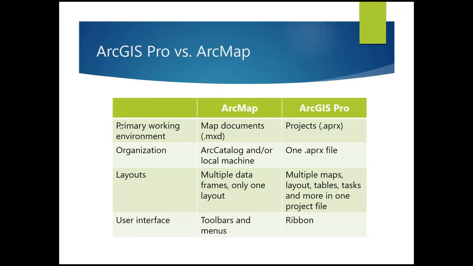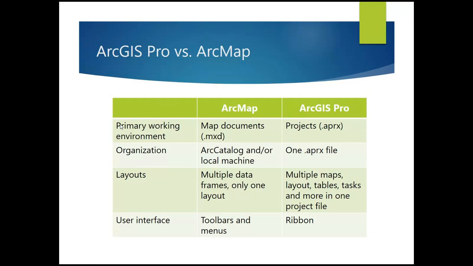For organization, ArcMap uses Arc Catalog and/or your local machine to organize all of your different maps, folders, and geodatabases. Whereas now in ArcGIS Pro, you have one .aprx file to organize everything instead of having multiple folders and/or multiple geodatabases for your data. For layouts, ArcMap uses multiple data frames and only one layout, whereas ArcGIS Pro has multiple maps, layouts, tables, tasks, and more in this single project file, thus allowing for you to have multiple layouts and not be limited to only one like in ArcMap.